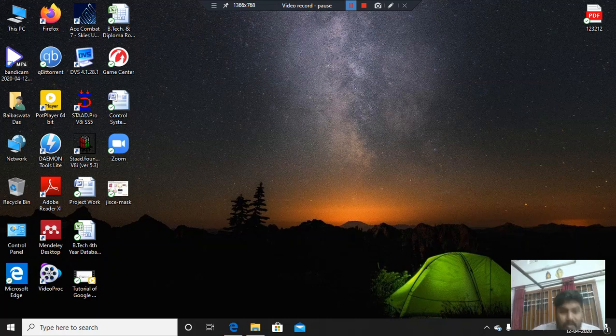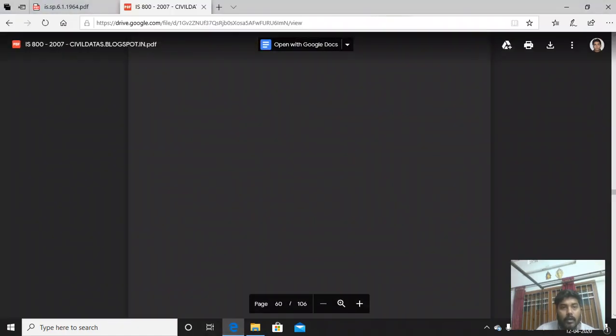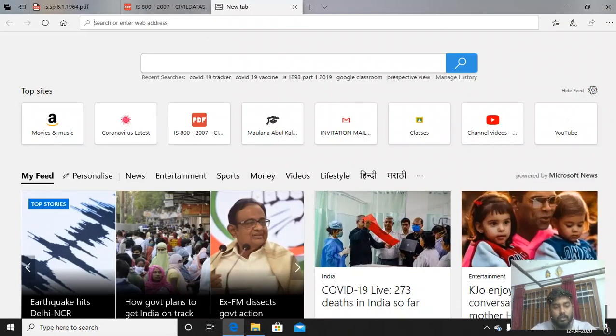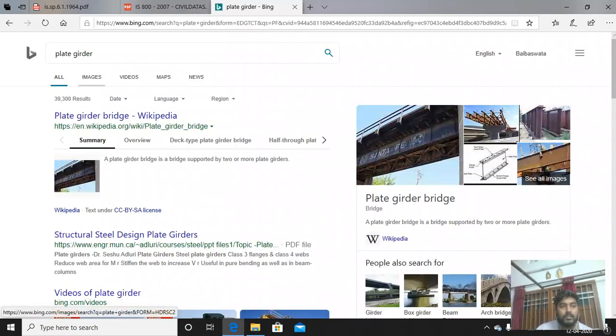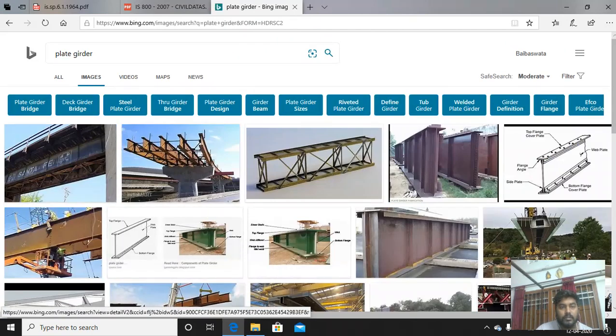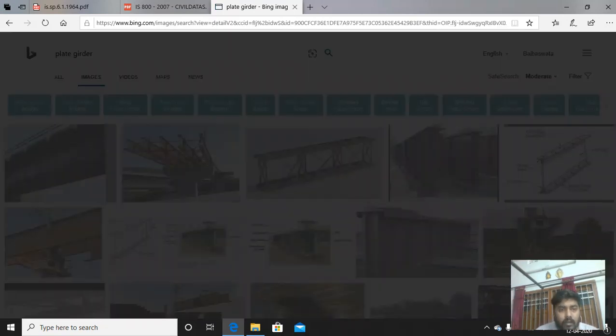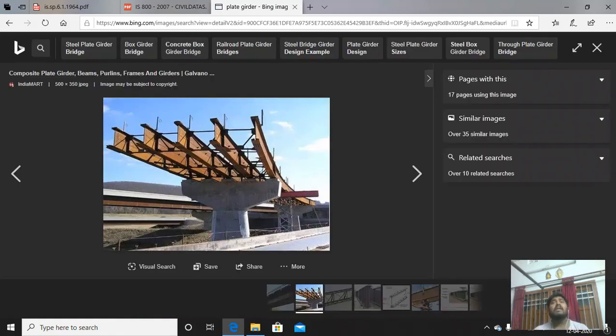So coming to the plate girder, what is a plate girder? Let me open an example of a plate girder. You have seen this kind of structure many times. Basically, plate girders are used in bridge decks.